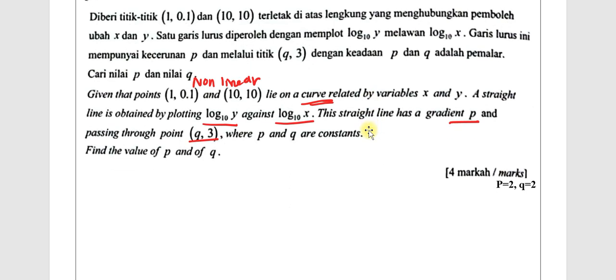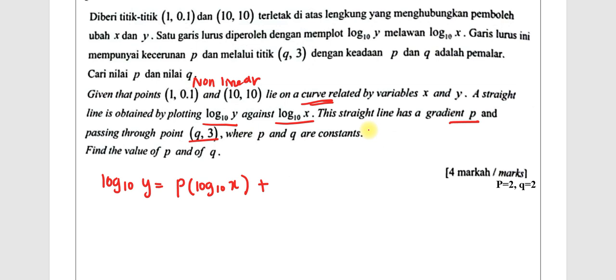Okay, what information do we have? We have log 10y and log 10x. The gradient we don't know, the y-intercept we don't know either. Okay, never mind, we try. We try to build up from log 10y equals the gradient, which they call P, times log 10 x, plus C. This C we don't know.